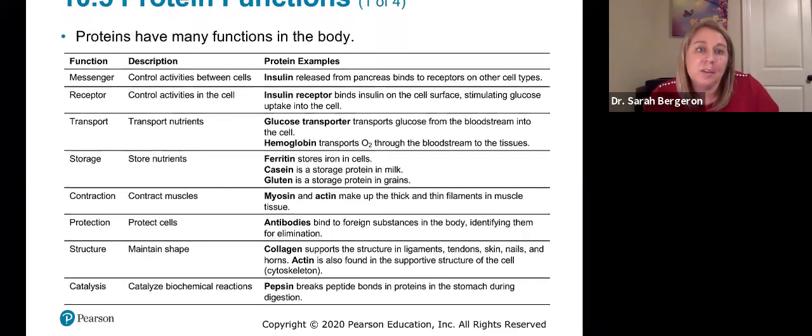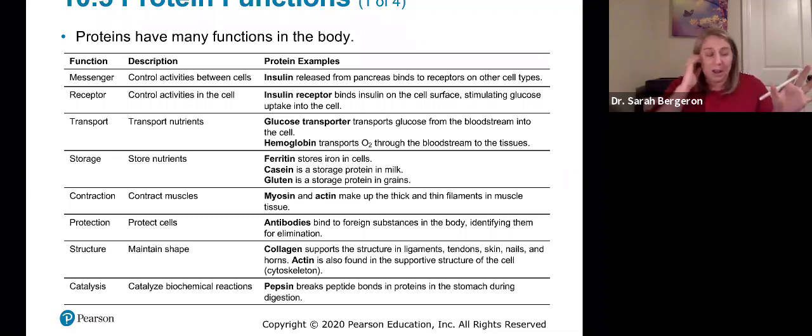You can have messenger proteins like insulin. If insulin is secreted from the pancreas, that tells us that our blood sugar is high, we've just eaten, and it'll tell the other cells, hey, you can take the glucose in from the bloodstream and bring it into your cell, right? So that's a messenger. But you have to have something for insulin to bind to. So we have receptor proteins on the surface of cells that bind to the insulin and say, oh, insulin's here. Okay, I'm going to do this cascade of events, which is then going to allow glucose to come in.